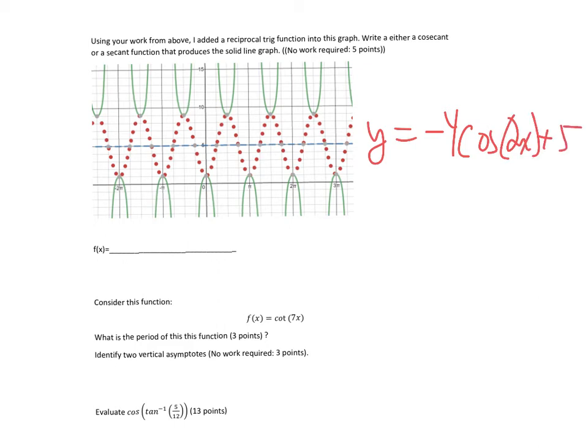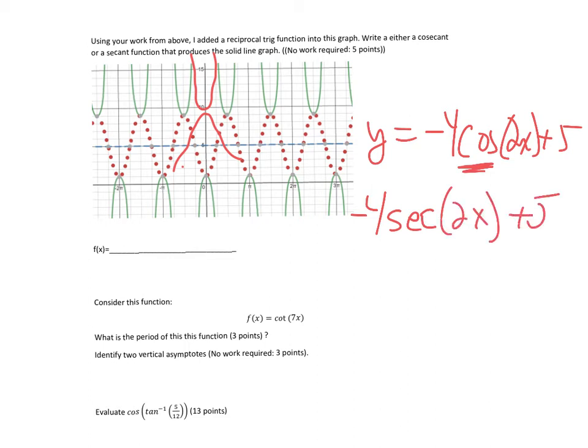Well, to get the reciprocal, the amplitude's the same. It's still reflected, so it's negative, because normally the cosine graph looks like that, and the secant graph goes like that. And I'm going to use the secant function, because the reciprocal of the cosine is the secant. So all I have to do is replace cosine with secant, and all the other numbers stay the same, and that will graph that green function.